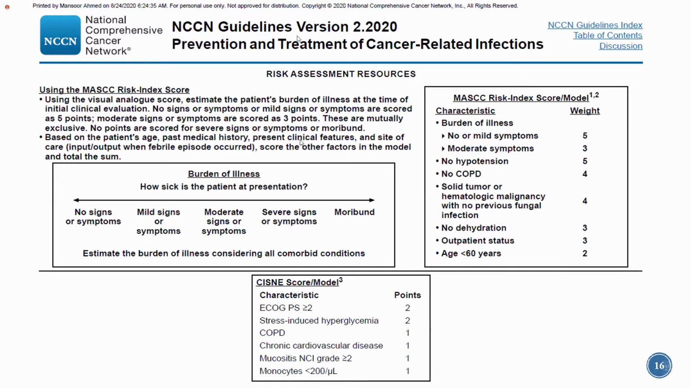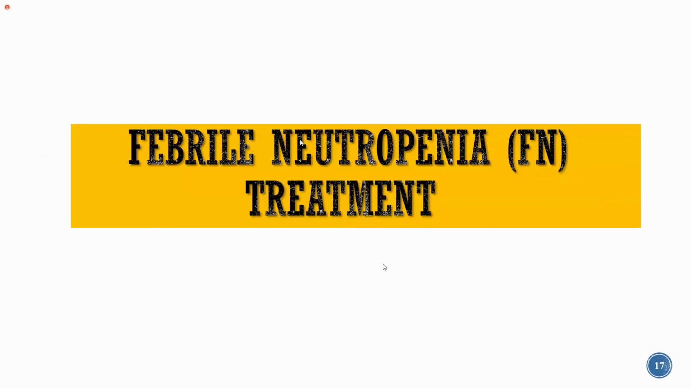So NCCN is recommending to use the MASCC scoring system and combine it with the CISNE score model. And if both of them are suggesting this is a low risk patient, then based on NCCN guidelines and ESMO guidelines, you can actually discharge the patient home on oral antibiotics. If the score is high risk, you have to admit the patient for IV antibiotics. Okay, let's move to the treatment part.